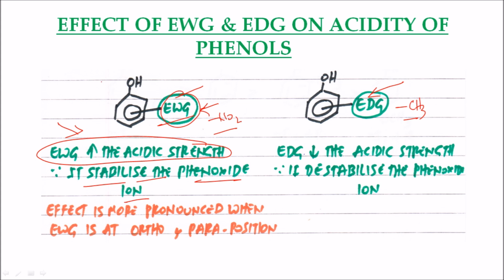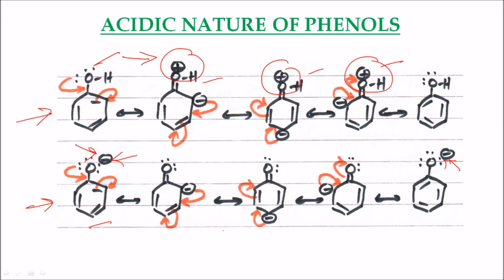Now if we take electron withdrawing group in three different positions: ortho, meta and para position. Remember, if you place electron withdrawing group in ortho and para position, there will be more effect. It will stabilize the phenoxide ion to a greater extent compared to when it is attached to meta position. So you can see this point here: effect is more pronounced when electron withdrawing group is at ortho and para position. And the reason for this we'll get by seeing the resonance structures.